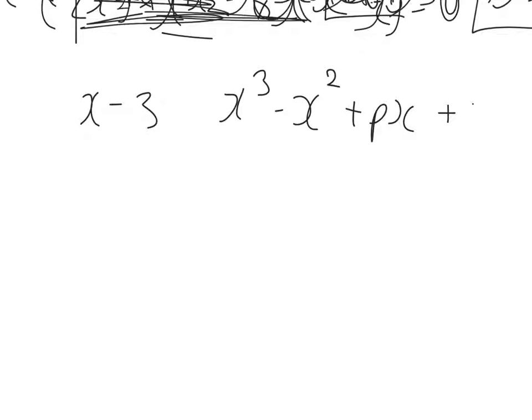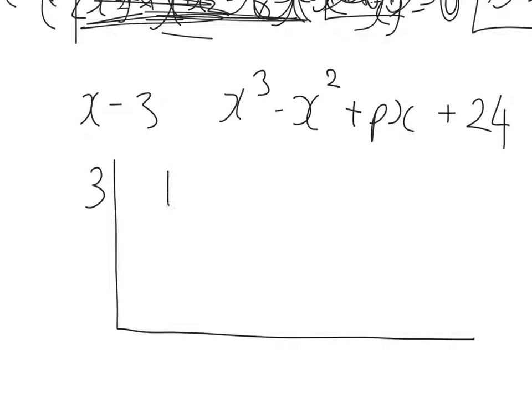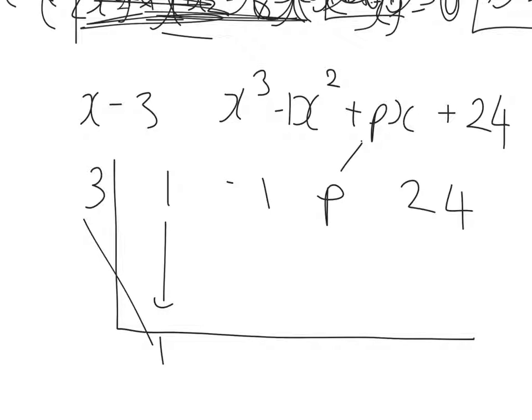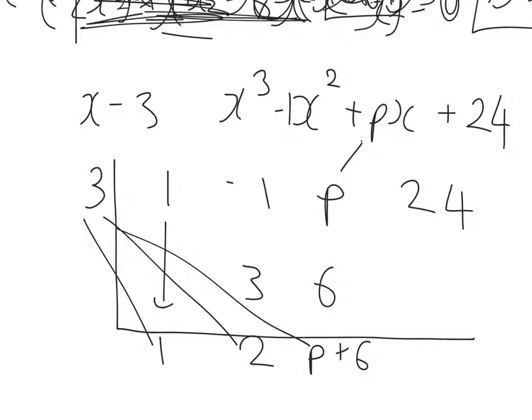Okay, let's try some examples where we're going to find an unknown coefficient. So, this question says that given that x minus 3 is a factor of x cubed minus x squared plus px plus 24, find the value of p. So 3 is the root, the coefficients are 1, minus 1, p and 24. So I can drop that 1 down, multiply by 3 is 3, 3 minus 1 is 2, multiply by 3 is 6, p plus 6, well that's just the expression p plus 6, and if I multiply that by 3, that will be 3p plus 18.